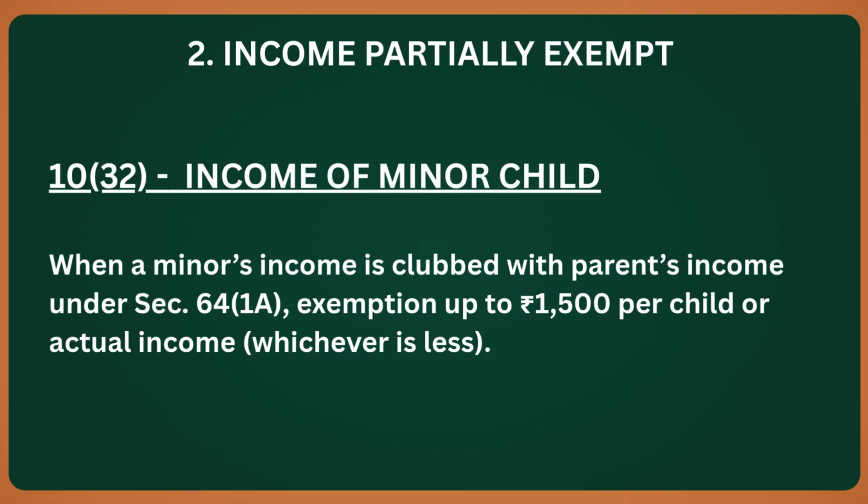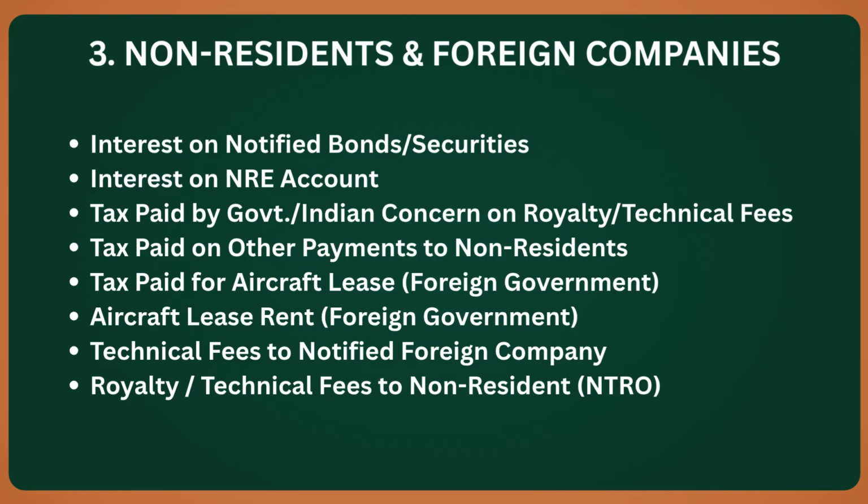An exemption is allowed up to 1,500 rupees per child, or the actual income of the child, whichever is lower. For example, if your minor child earns 1,200 rupees as interest income, the entire amount is exempt. But if the child earns 3,000 rupees, then only 1,500 rupees is exempt, and the remaining amount is added to the parent's taxable income.